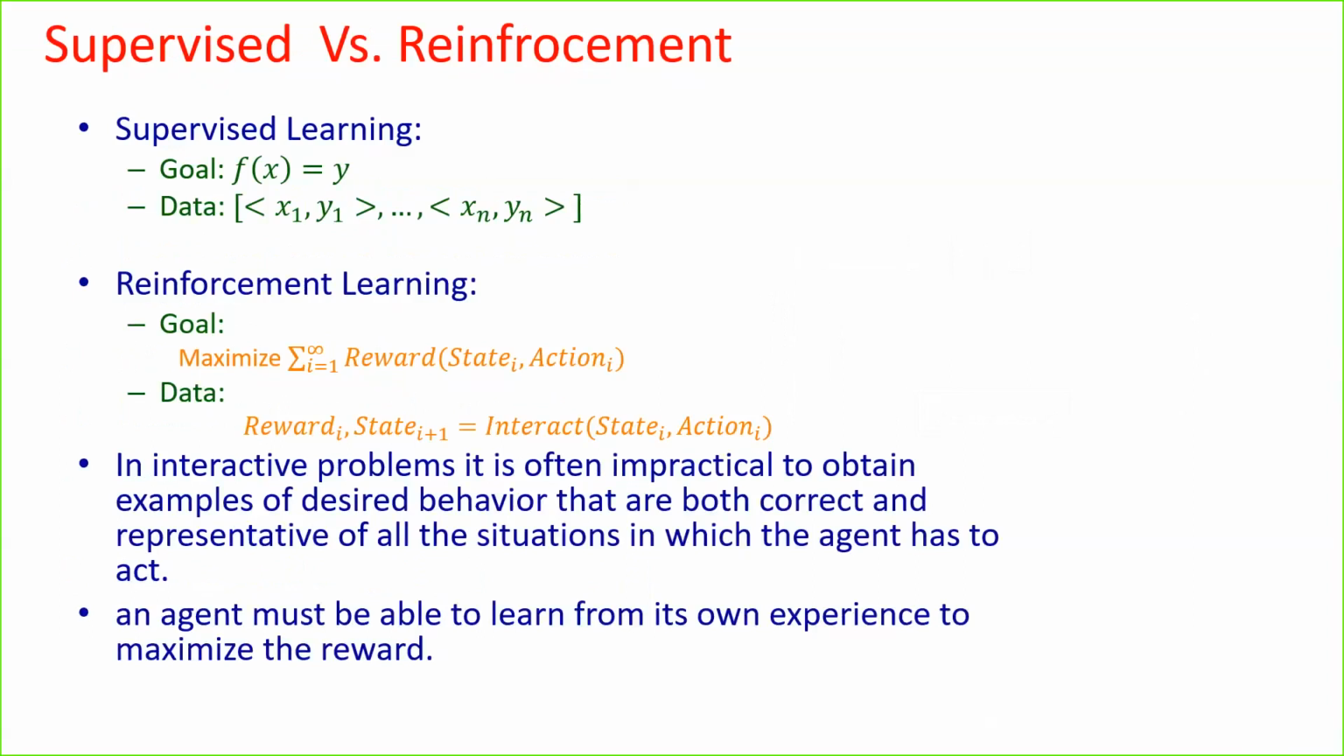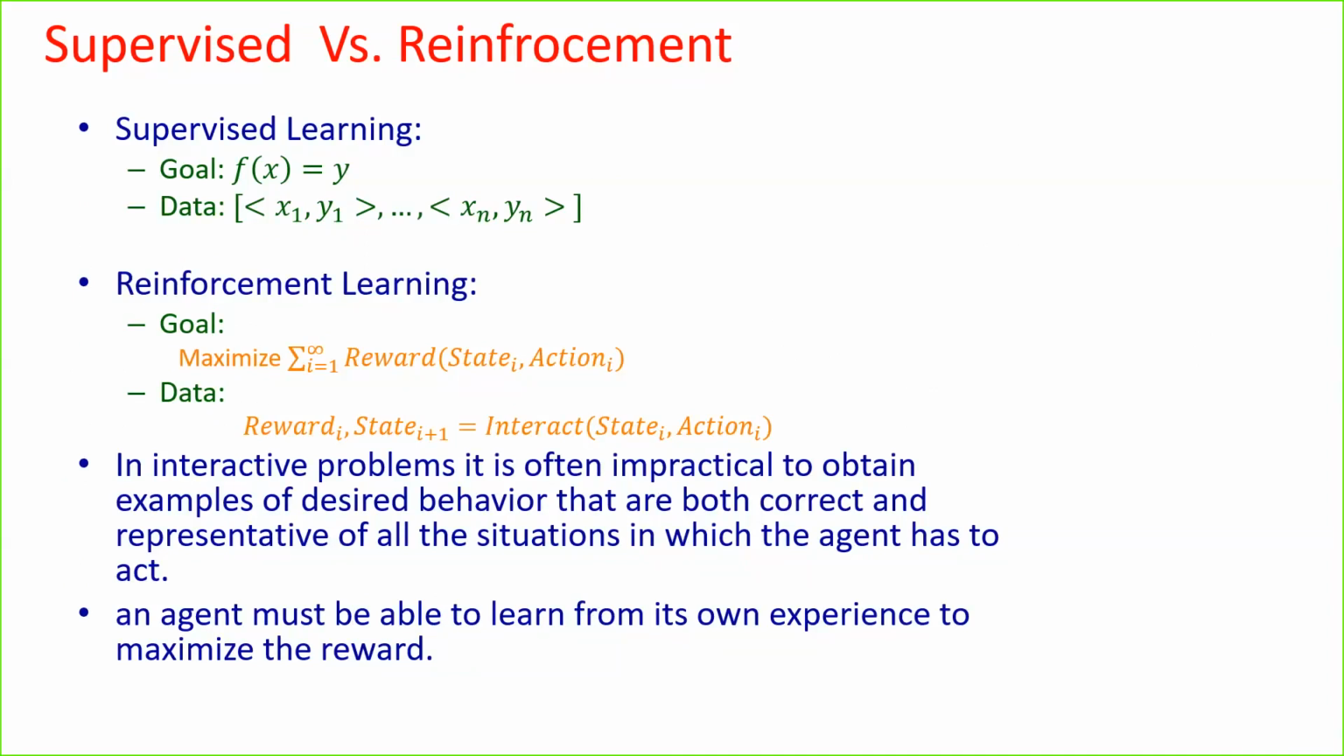In supervised learning, we have input variables as well as the output variable. The goal is to map this input variable to the output variable. So there we are learning some function f of x so that f of x is equivalent to y. Whereas in case of reinforcement learning, the goal is to maximize the reward.